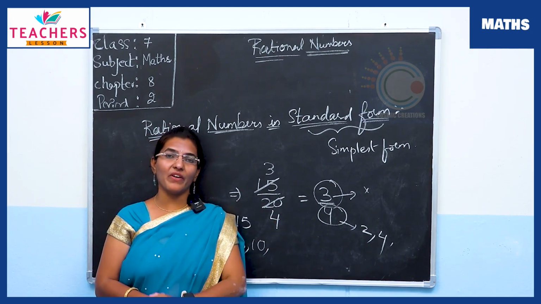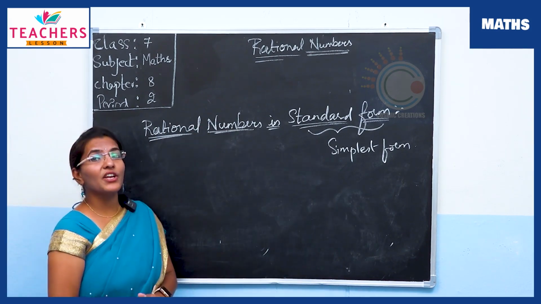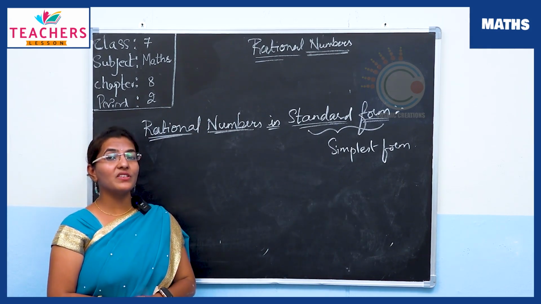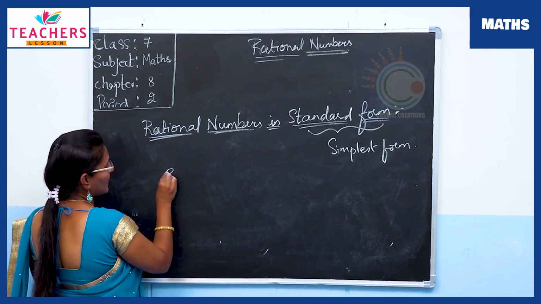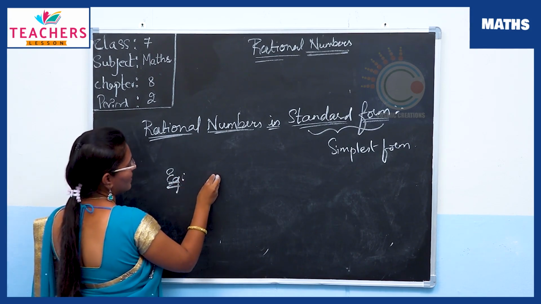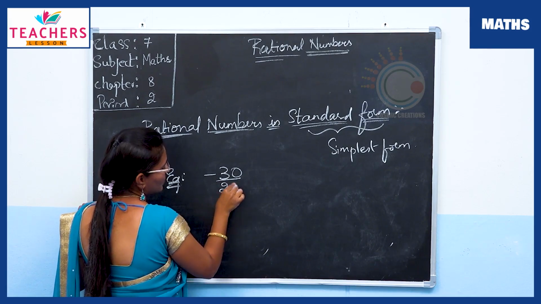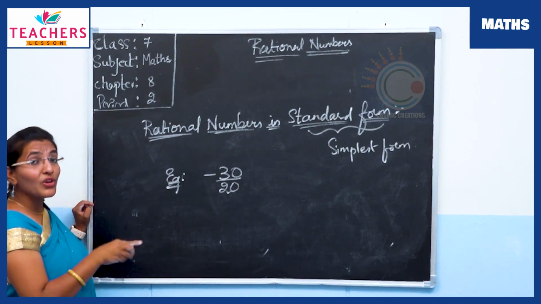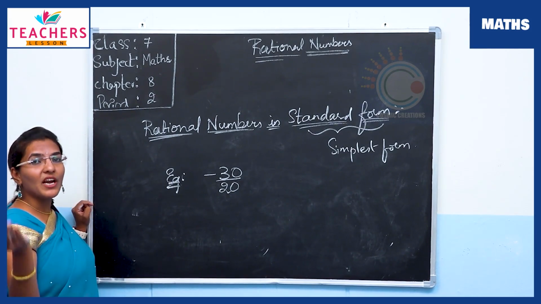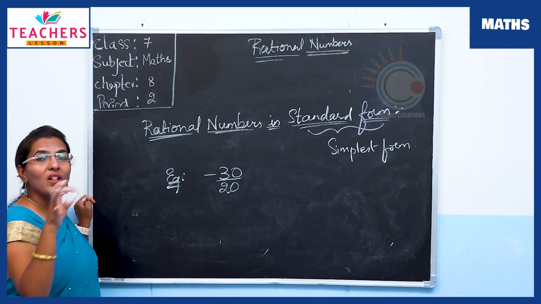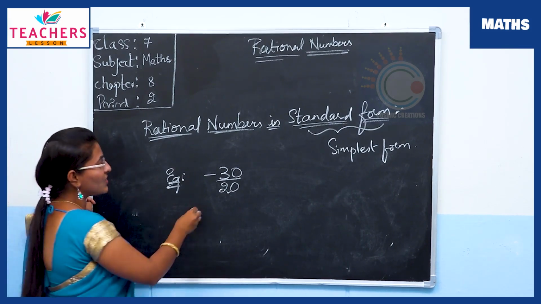Okay, only one common factor you can take. So, that is nothing but standard form. Can you give any other numbers which I can convert into the standard form? Yes. Example, I can take minus 30 by 20. How will you reduce it? Reduce into a standard form or convert into a simpler form. All these come into the same question. Understood, right? So, how do you do?